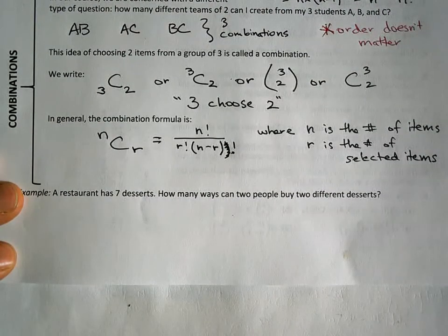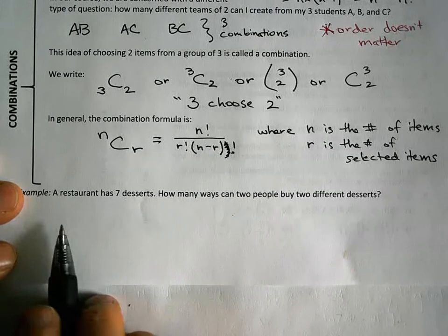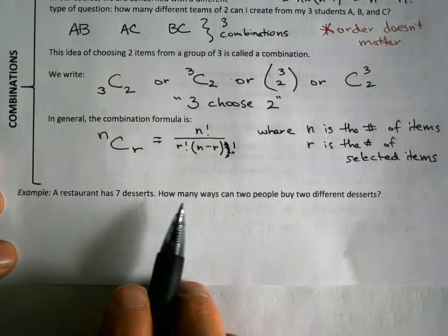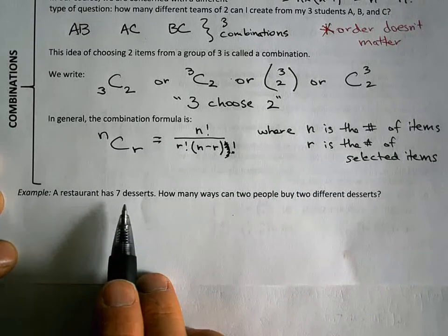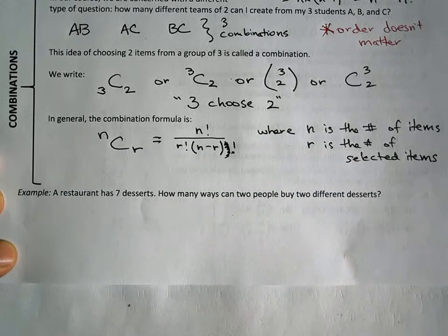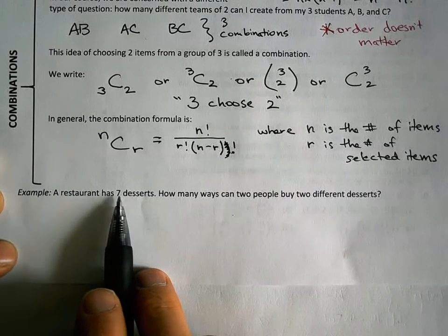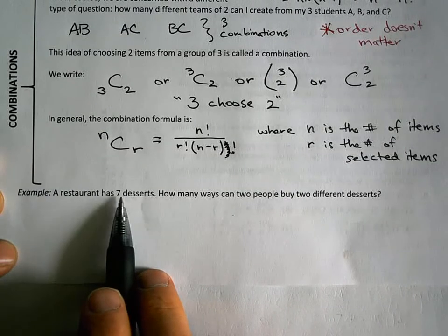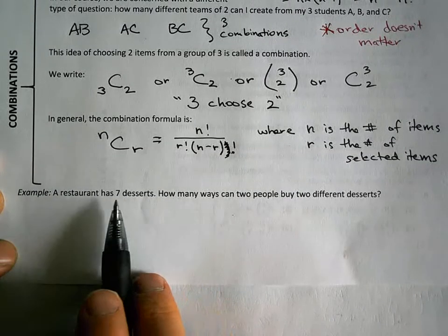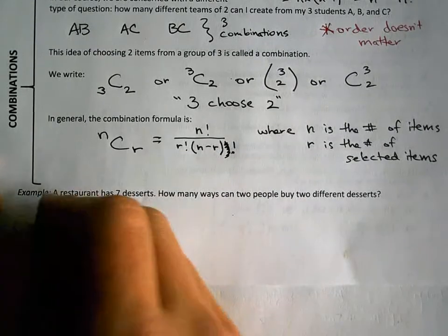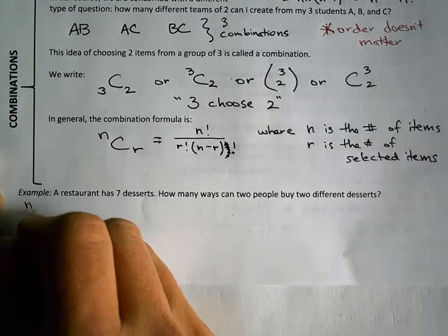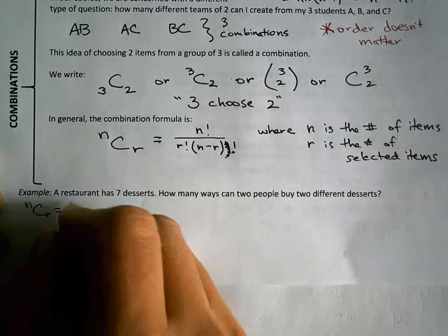So watch this. We can do a question. A restaurant has 7 desserts. How many ways can 2 people buy 2 different desserts? So how many ways can I group these 7 desserts into groups of 2? You know, I can get a pie and a cake, or a pie and ice cream, and there's all these different possibilities. How many different possibilities are there? Well, because it's a combination, we're going to use the n choose r formula.